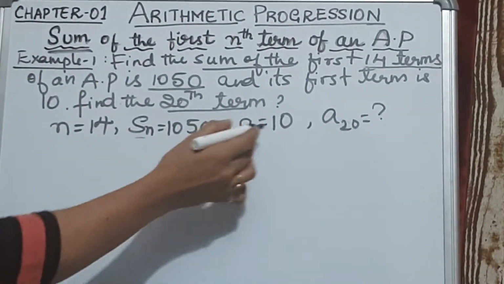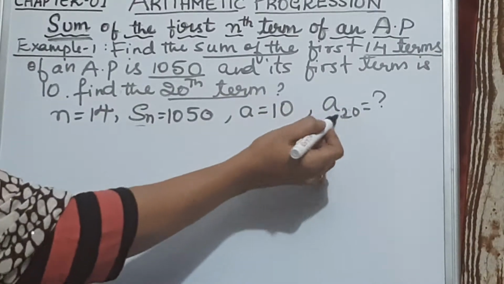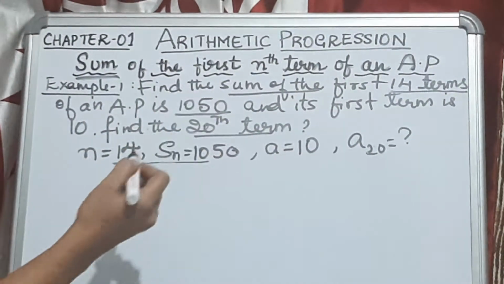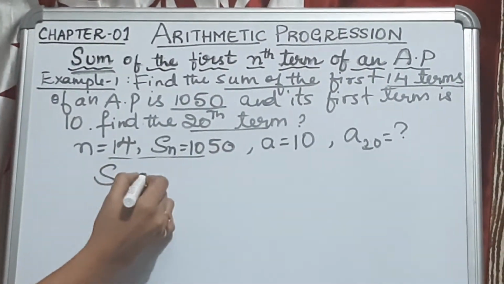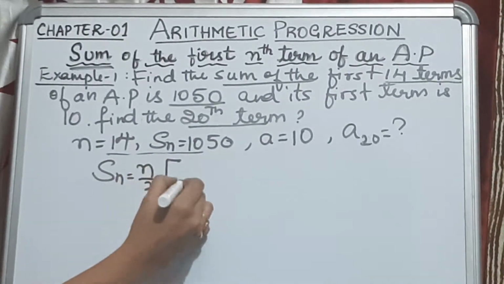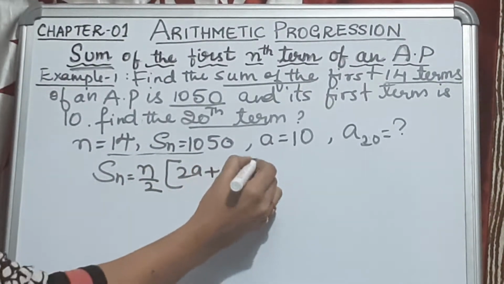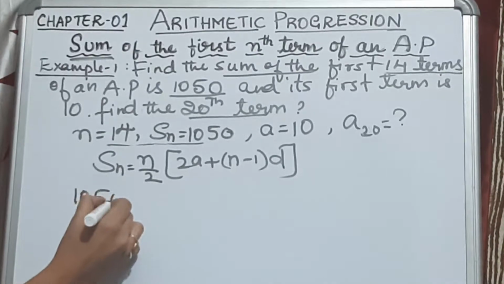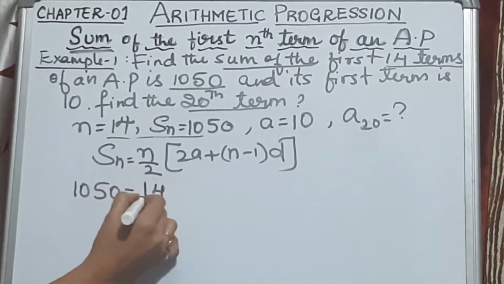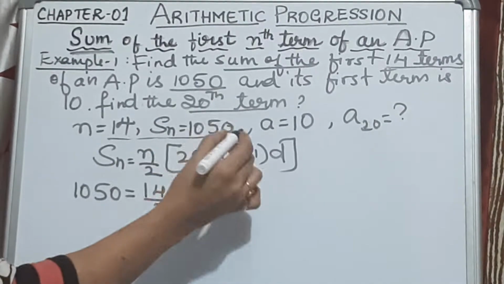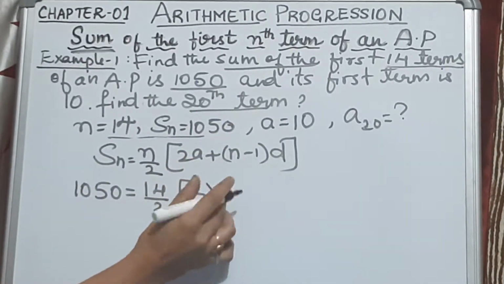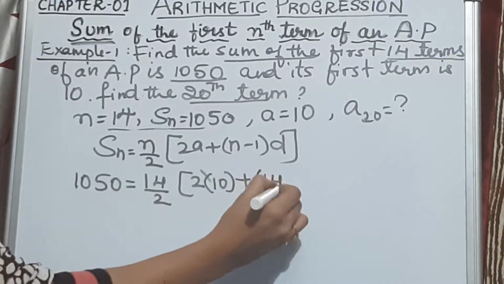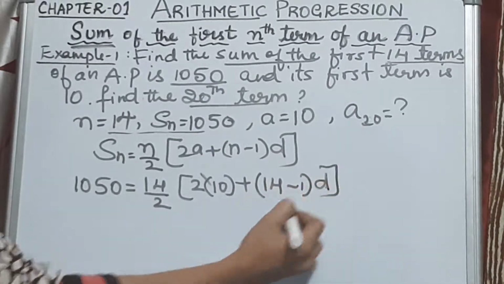Now by using this formula we have to find d. For the 20th term, we want d and a also. By using these two, we calculate d, then find the 20th term. What is the formula? Sn = n/2 [2a + (n - 1)d]. Now Sn is how much? 1050. n is 14, divided by 2, into 2 times a, where a = 10, plus 14 minus 1 into d. We don't know d.